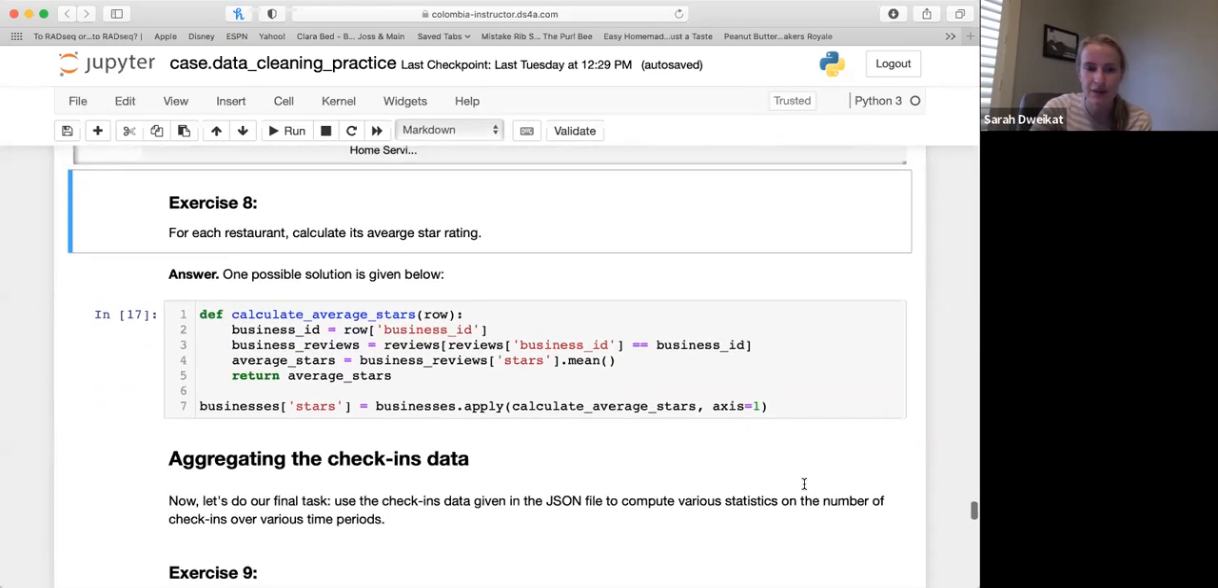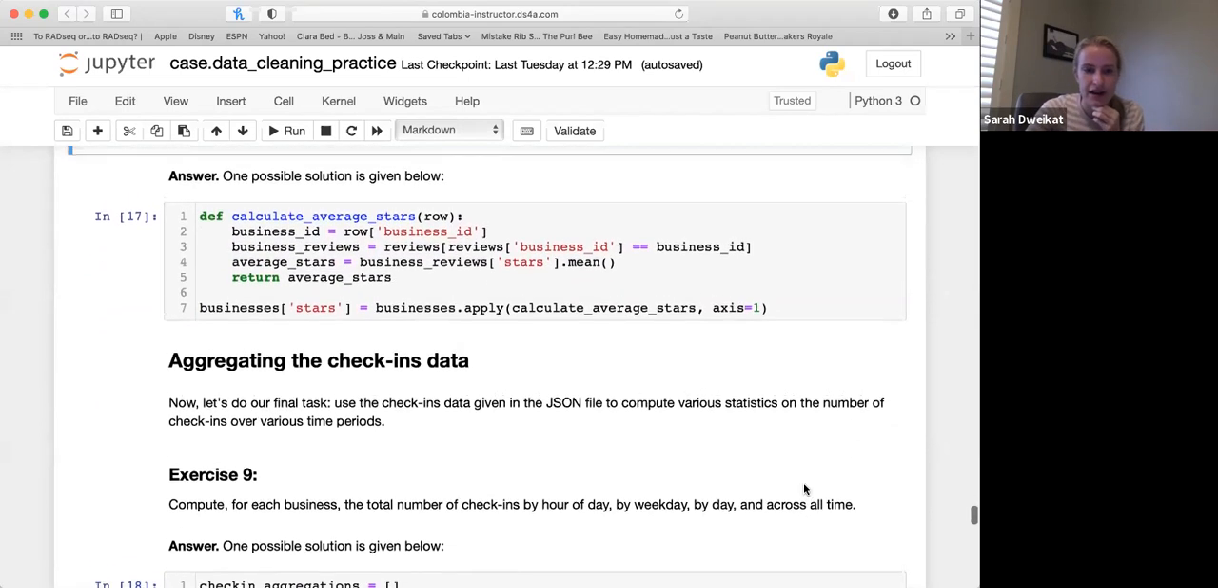Okay, so let's finish up with our last exercise. We have about 10 minutes. So our final task is that we're going to use our check-ins data given in the JSON file. Now, that JSON file with the check-ins, we loaded at the very beginning. So given in the JSON file, compute the various statistics on the number of check-ins over various time periods.